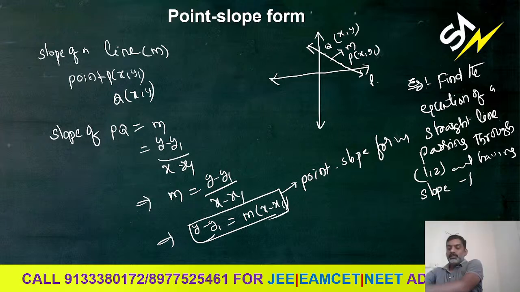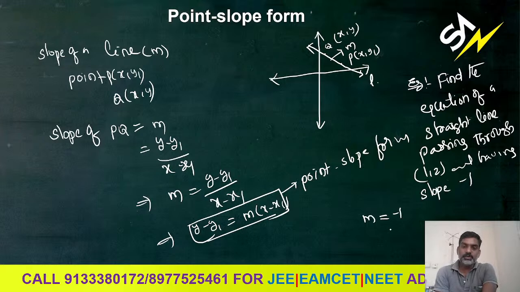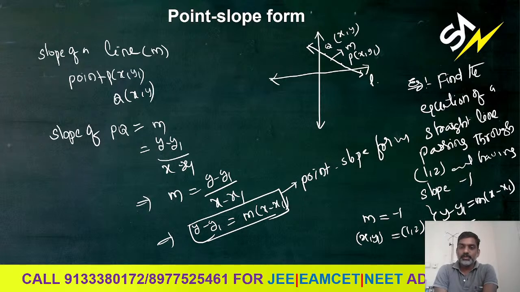Then, here what they have given in the question: slope is given, slope m is -1, and the point is given, x1 comma y1 is equal to 1 comma 2. Then what is the formula here? y minus y1 is equal to m times x minus x1. So y minus y1, that is 2, m is -1, x minus 1. So y minus 2 is equal to -x plus 1. So x plus y is equal to 3. Right?